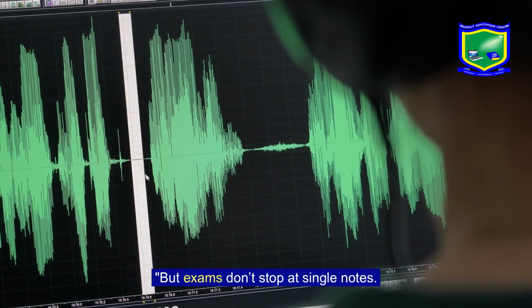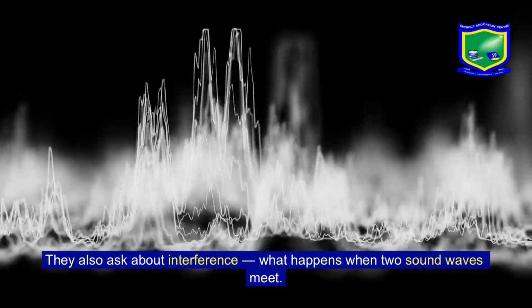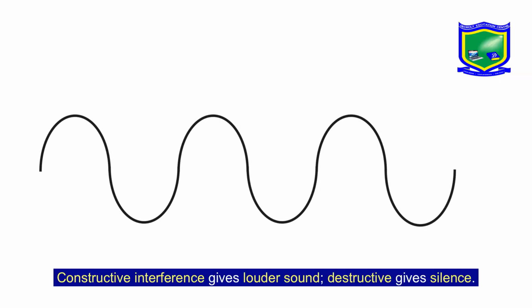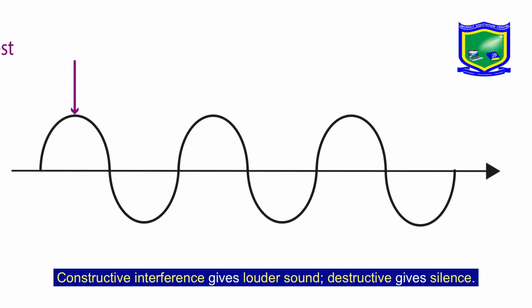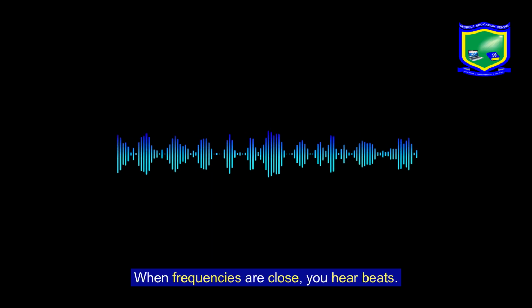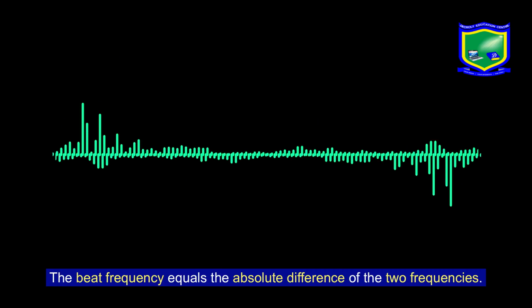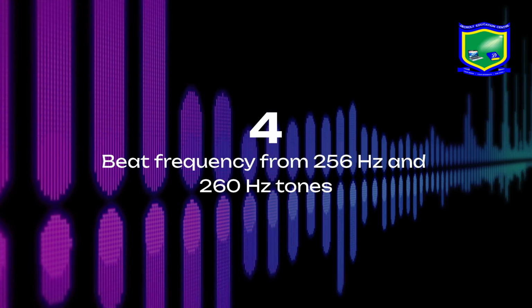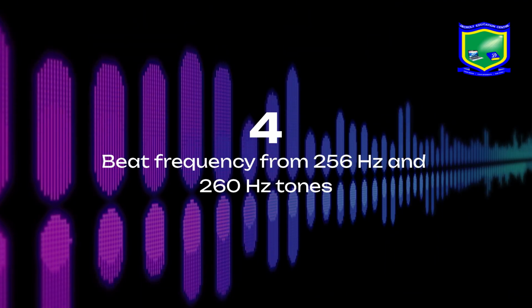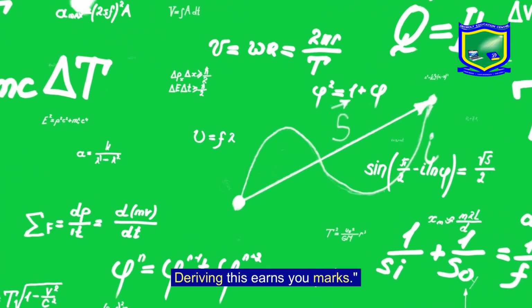But exams don't stop at single notes. They also ask about interference. What happens when two sound waves meet? Constructive interference gives louder sound. Destructive gives silence. When frequencies are close, you hear beats. The beat frequency equals the absolute difference of the two frequencies. For instance, if a 256 Hz and a 260 Hz tone play together, the beat frequency is 4 Hz. Deriving this earns you marks.